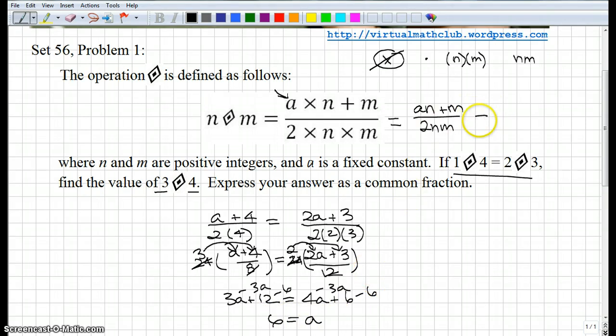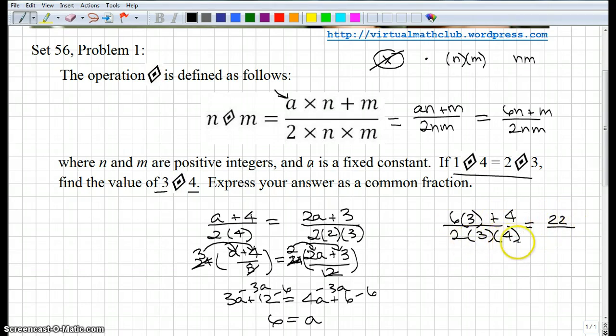Alright, so we can actually rewrite this as 6(n plus m) over 2nm. And now that we have the value of a, we can just plug in any numbers we want for n and m and get an answer. So let's plug in 3 and 4. So 6 times (3 plus 4) over 2 times, let's see, n is 3 and m is 4. Okay. Alright, so what does that give us? 6 times 7 is 42. And on the bottom we have 2 times 3 times 4, which is 24. Now you can see I have a common factor of 6, so I can actually reduce this down to 7 over 4. Alright, so there's your answer.